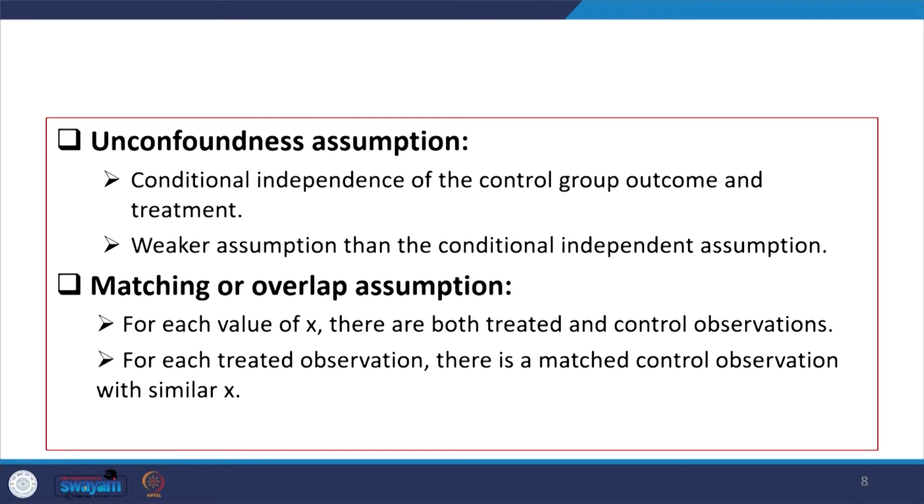Another assumption is related to matching or the overlap assumption. Matching is discussed as: for each value of x there are both treated and control observations. For each treated observation there is a matched control observation with similar control values.